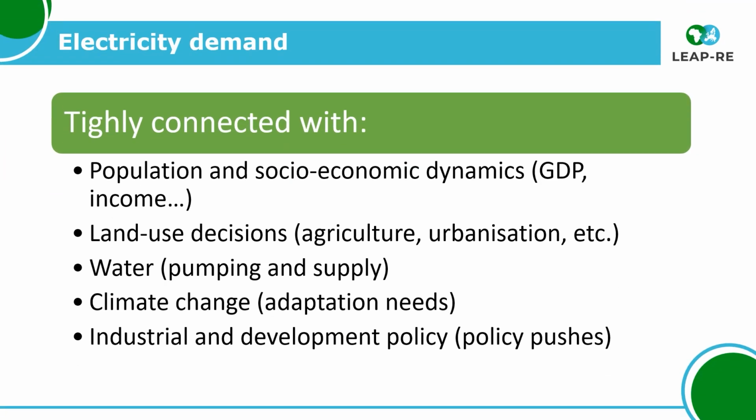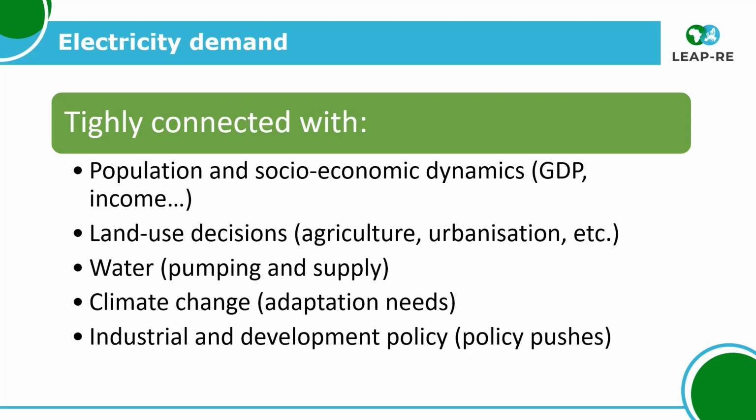It is tightly connected also with the dynamics of the economy, so population and economic growth, the land use decisions, so decisions on agricultural sector or on expansion of cities, and with other sectors. The water sector is crucial here, since we're focusing a lot on rural areas, so the water needs have requirements for pumping the water and supplying to the fields, which imply energy use. Climate change also matters: water demand, for instance, is affected by the climate, but also the temperature can have an impact on the energy demand.